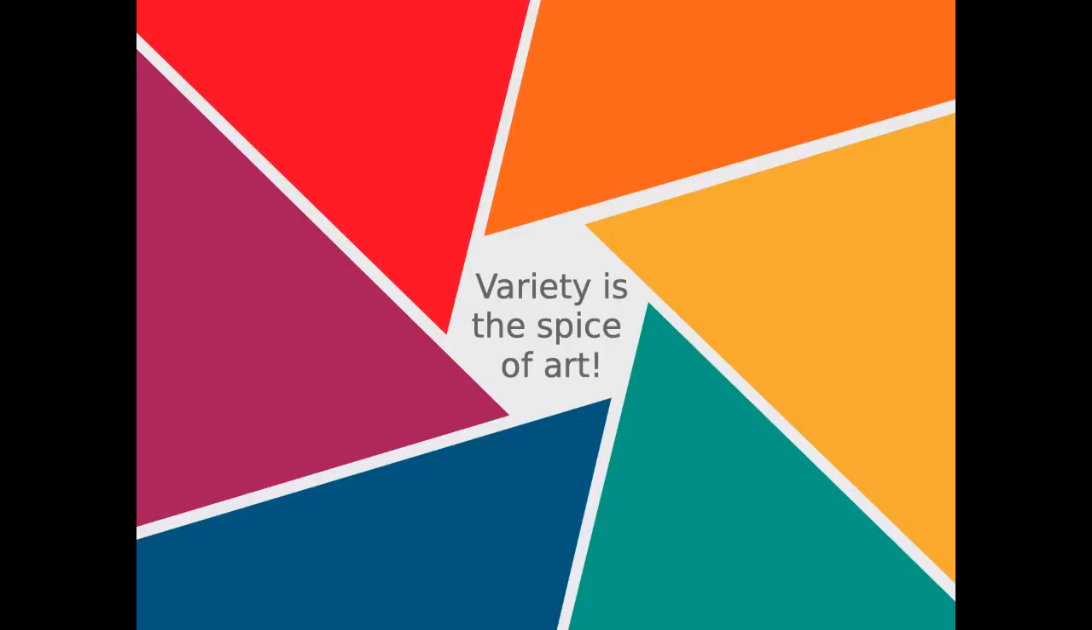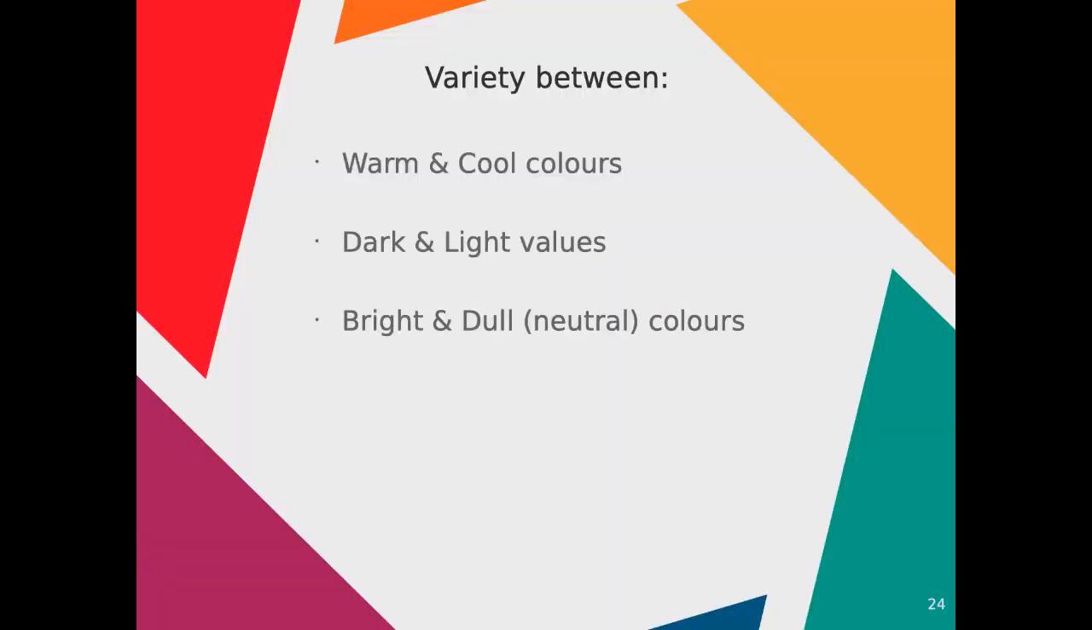Okay, so variety is important. Whether you're working with one color or two or four or whatever, you want to have a mix. Going back to those first things we talked about, you want to have variety between warm and cool colors. Even if you're just working within one color, like we saw with green, you can create variety within green by having that yellow green or blue green. You also want to have variety between values. Make sure you're using darker colors and lighter colors to create balance in your work. And lastly, you want to have some variety between bright and dull or neutral colors.